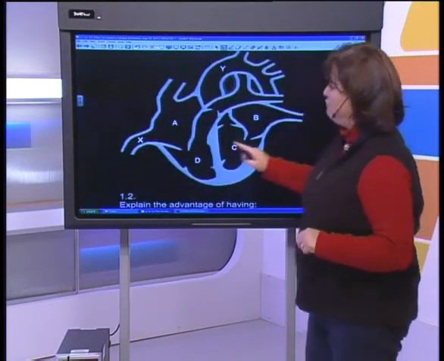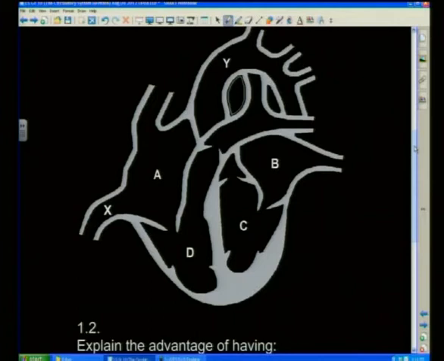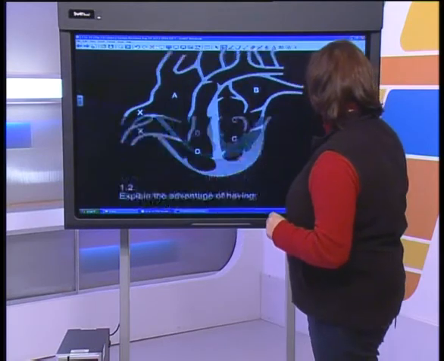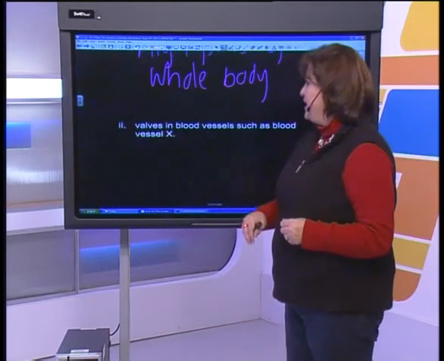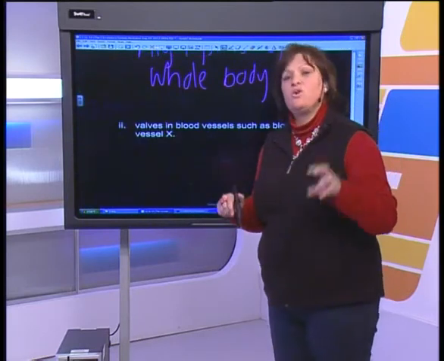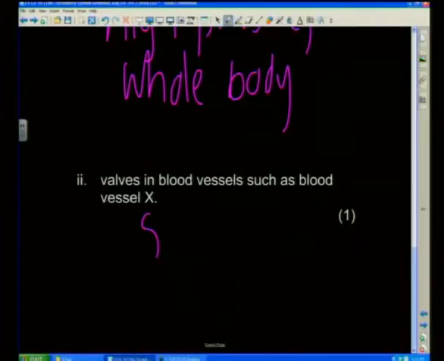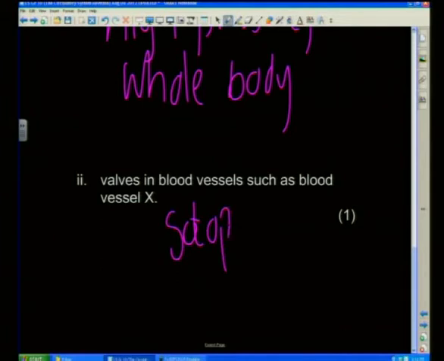All right, and if we look at X, as I said to you in the beginning, you see it's entering the right, and then we know that then it's going to be a vein. Okay, veins are under much lower pressure. And why do we need to have valves in the veins? Quite simply, what do we want to stop? Let me just try and erase that for you and make it clearer.